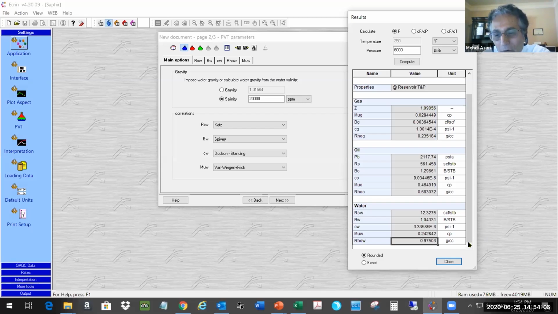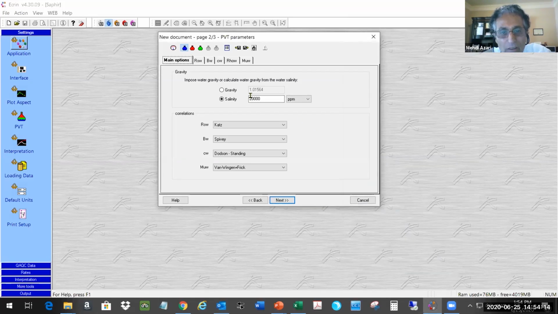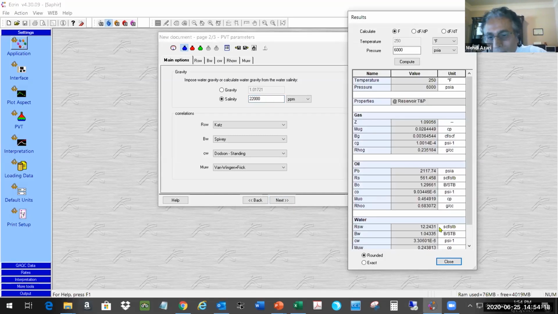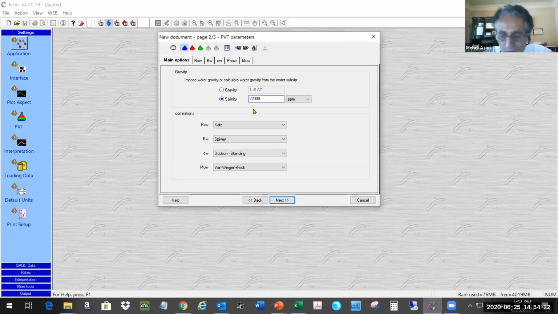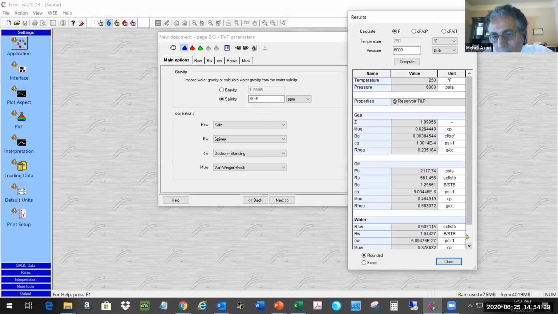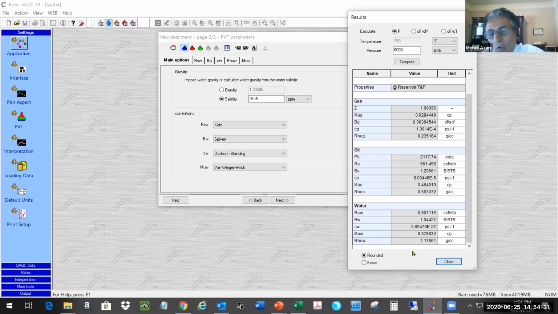So now you can say, okay, I have a piece of paper, I write it down. At 20,000 it is this one. And then I can increase it to 22,000. At 22,000, it is 0.976. So I know it's a lot higher. So I go to 30,000. At 30,000, ooh, look at that, 1.1.